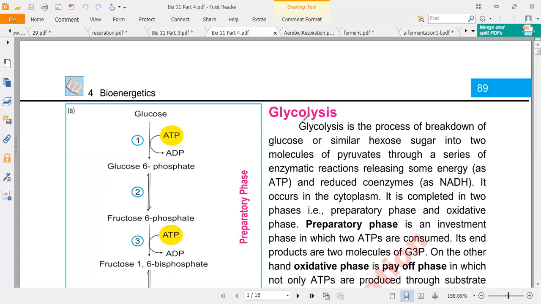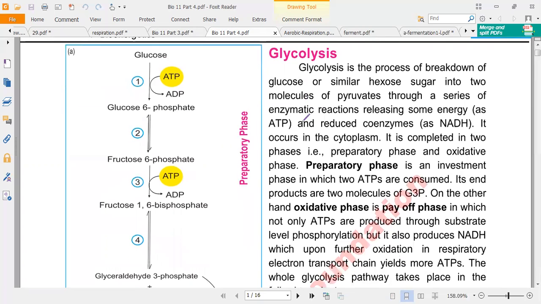So let's talk in detail about how pyruvate is produced by the process of glycolysis. Glyco means sugar and lysis means breakdown, so it is actually the breakdown of glucose into pyruvate, with the use of lots of enzymes. At the end we get ATP as well as NADH, and that NADH is not utilized in anaerobic respiration, but it is utilized further in aerobic respiration for production of ATP.